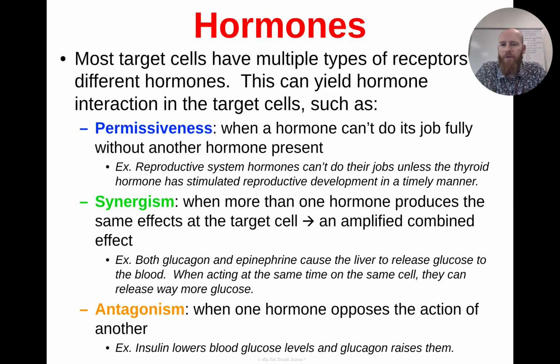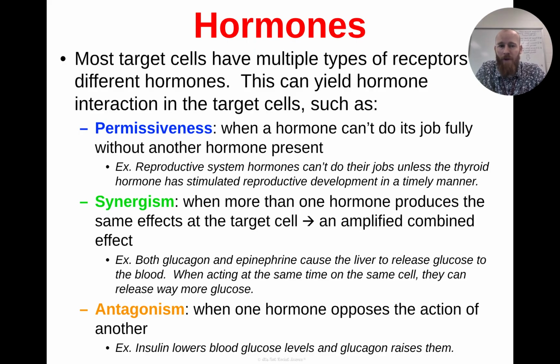Most target cells have multiple types of receptors for different hormones. They can respond to different hormones. And this can yield hormone interaction in those target cells, because if we simultaneously release two hormones and the cell has two receptors, one for each, then that means both of these hormones can have an effect at the same time, meaning that their effects might interact with each other, okay?